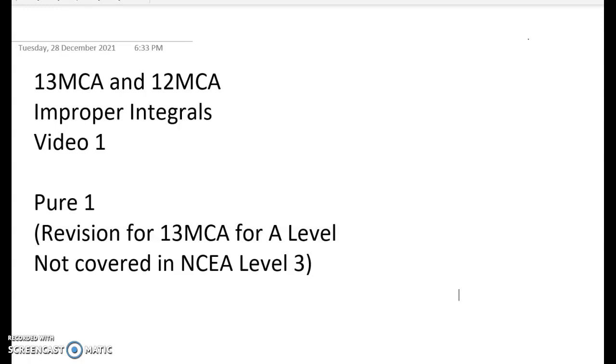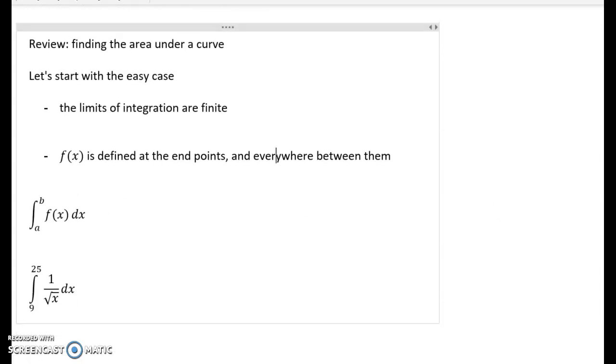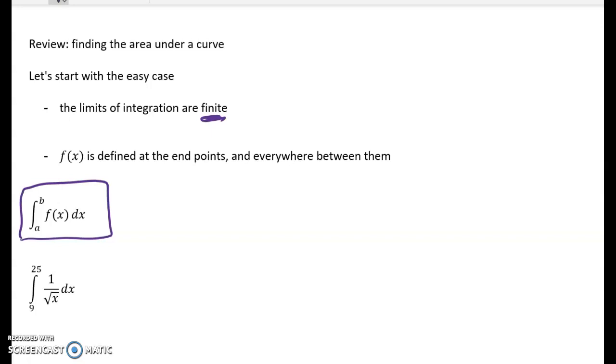Okay, so we're going to start off by just thinking about what it means to find the area under a curve. We're going to start off with an easy case that we're used to, where we've got finite limits of integration and where we've got no issues with the function being defined anywhere between the two endpoints. So the way we write that is like this. So b and a are the limits of integration, and f of x is the function we're going to integrate.